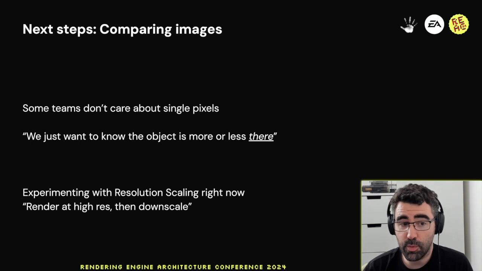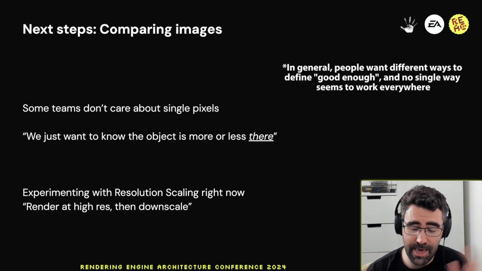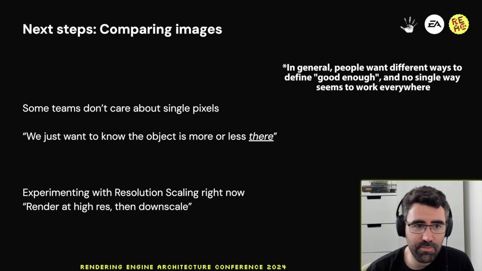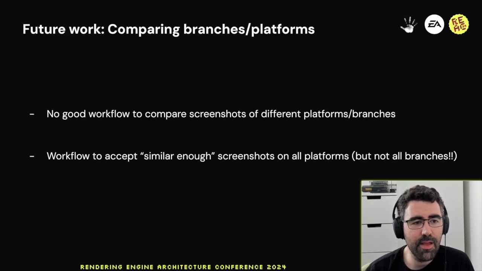First of all, there's several teams within Frostbite that don't care about single pixels being bad. Like our UI team is like, why would I care that a single pixel is black? I just want to know that the window is in the right position and it has one button here and one button here. I don't care if a single pixel is bad. Right now we're experimenting with resolution scaling as a hack for this. So we basically render things at much higher resolution and then downscale to reduce the chance of a couple of pixels making the whole thing go bad. Seems promising, but we don't know yet if it's gonna scale.